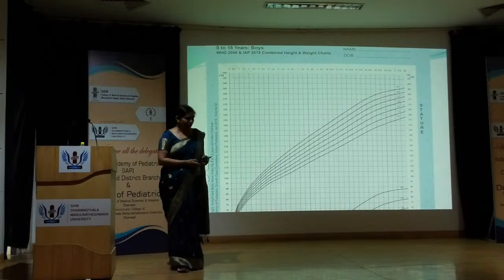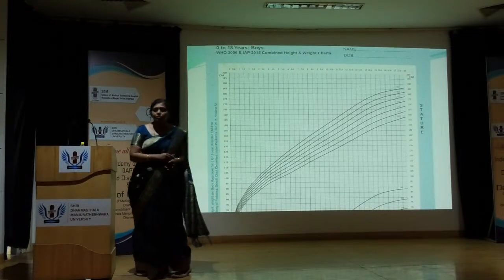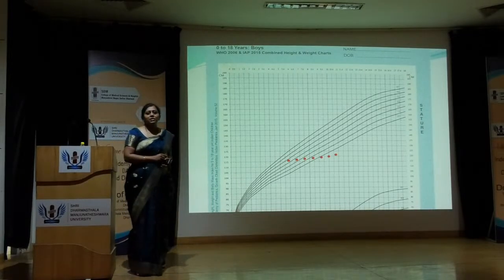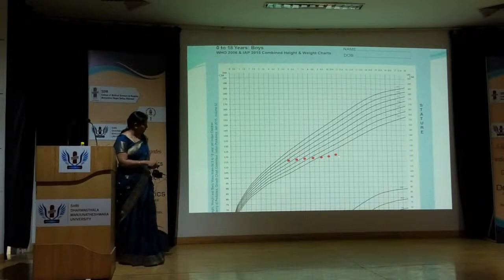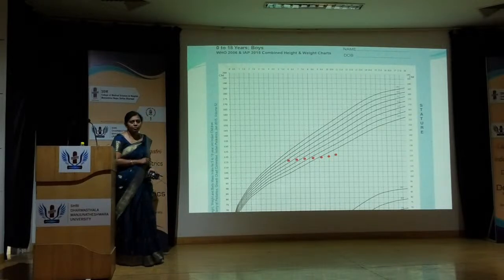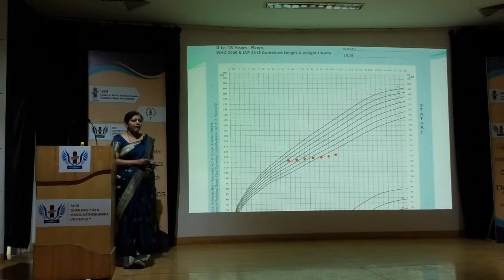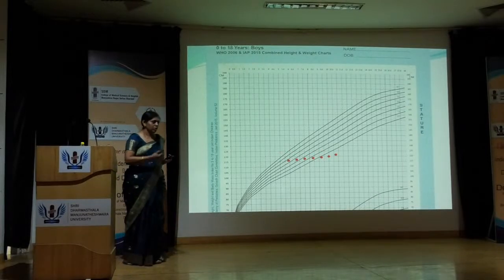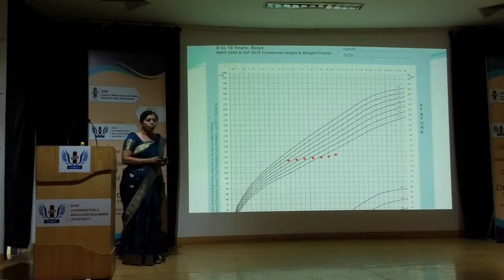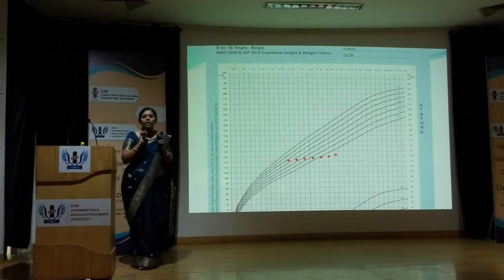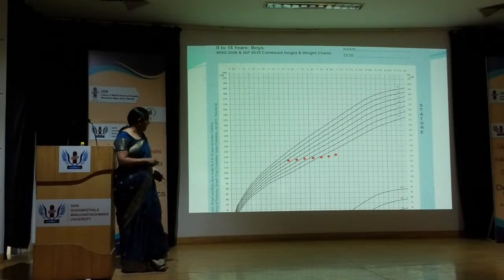Why is there a requirement for 7 lines? The importance lies here. The child comes to me at this point for a short stature consultation. I don't know when the child stopped growing. For that, I check back the records of the person who has measured the height. Most of the time we get only weight. We don't get height. When we look at one of the heights, it was here. Another was here. Another was here. The child has crossed 2 major lines.